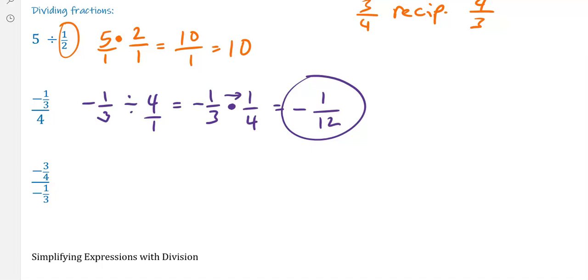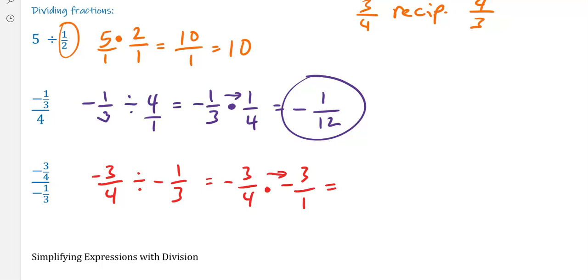Here we have -3/4 over -1/3. -3/4 divided by -1/3. Okay, and change that to multiplying by the reciprocal. -3/4 times -3 over 1. I just flip that second fraction, leave the first one alone, and then I multiply straight across.